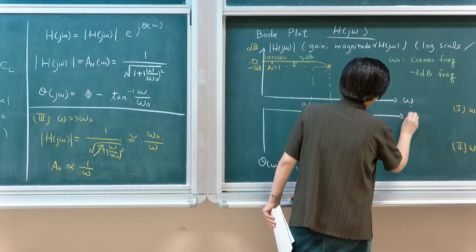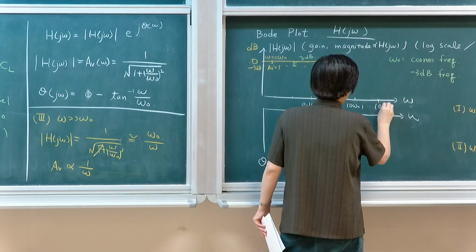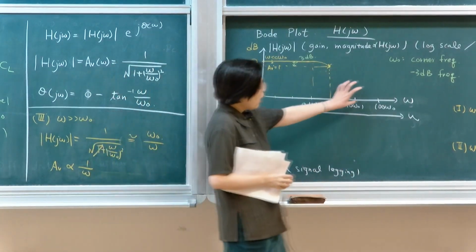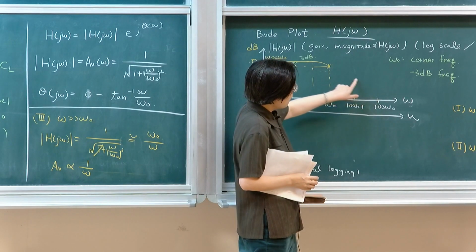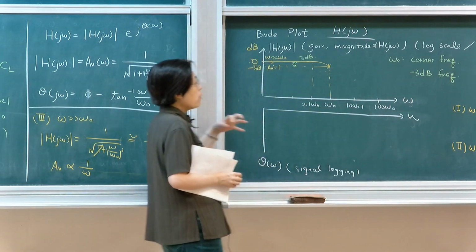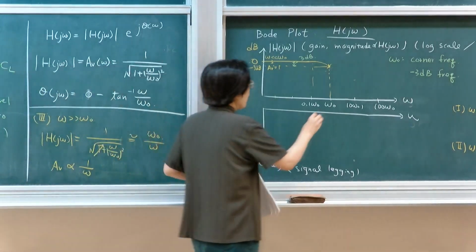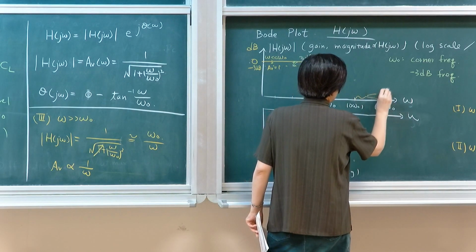So these are in logs, so everyone knows. So let's say 100 times omega. If you're looking at this high enough frequency, what happens is that you know it will drop from here to here. It will drop tenfold. Tenfold meaning 20 dB. So this is referred to as a decay.